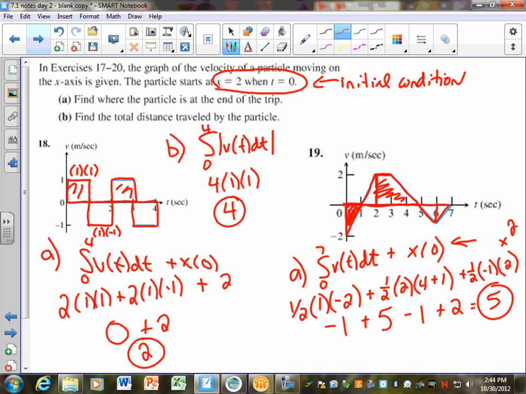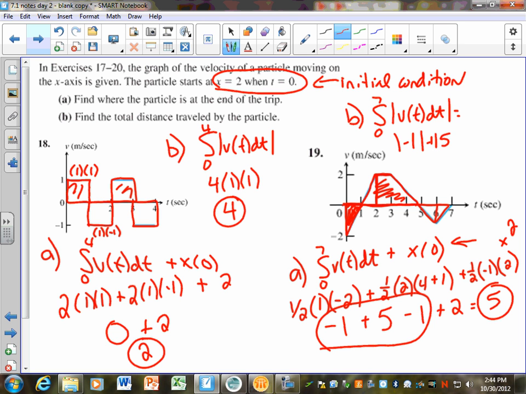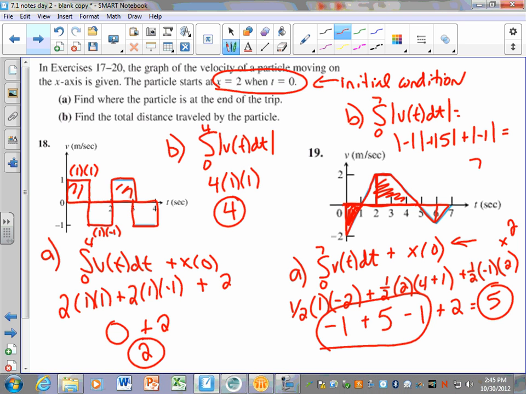Same thing for part B, find the total distance. Again, I can set that up by saying I'm going to take the integral from 0 to 7 of the absolute value of the velocity function, not taking into consideration that initial value. There's no need to redo this. We already did it down here, right? We just need to take the absolute value of each one of those. So it's going to be the absolute value of -1 plus the absolute value of 5 plus the absolute value of -1, which means my total distance traveled is 7. So don't forget, geometry is an option.